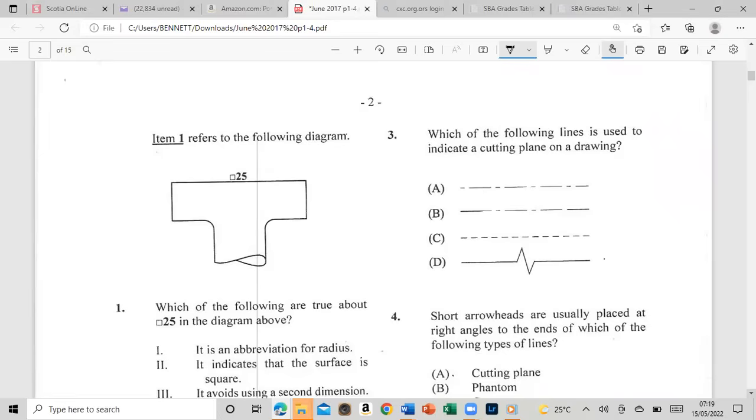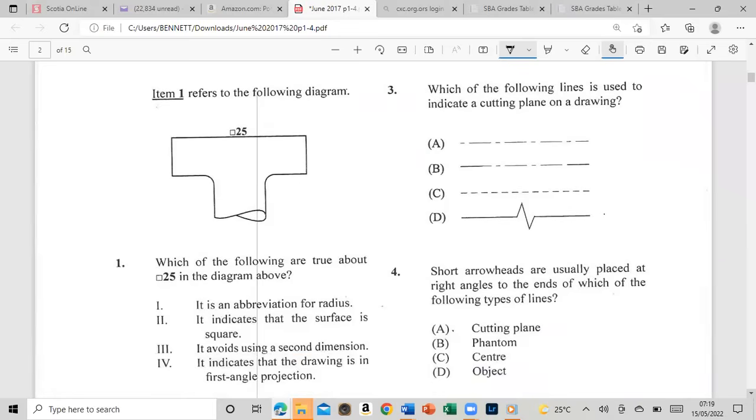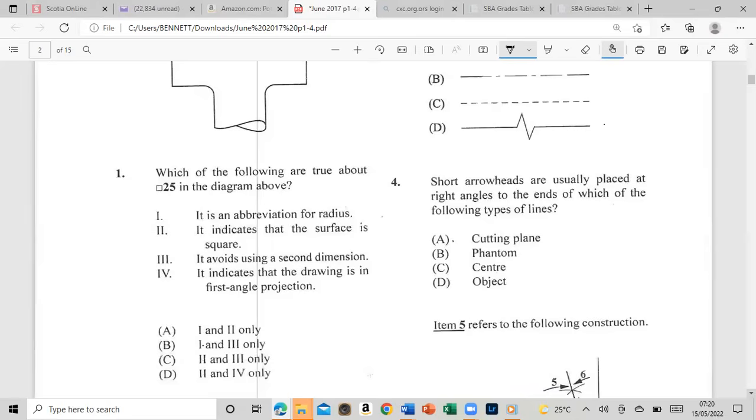Alright, so today we'll be looking at a technical drawing paper and we begin. Item 1, refer to the following diagram. Which of the following are true about the 25 in the diagram? 1, it's an abbreviation for radius. 2, it indicates that the surface is square. 3, it avoids using second dimension. And 4, it indicates that the drawing is in first angle projection, right?